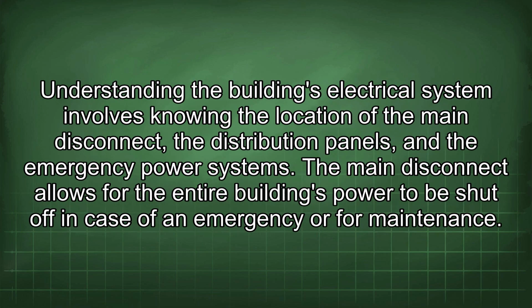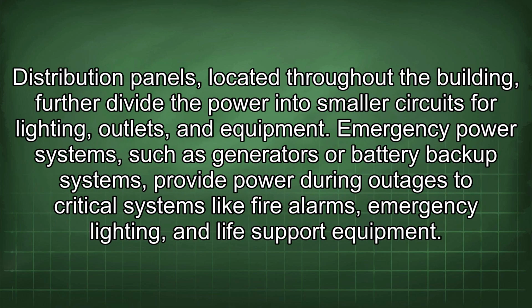Understanding the building's electrical system involves knowing the location of the main disconnect, the distribution panels, and the emergency power systems. The main disconnect allows for the entire building's power to be shut off in case of an emergency or for maintenance. Distribution panels, located throughout the building, further divide the power into smaller circuits for lighting, outlets, and equipment. Emergency power systems, such as generators or battery backup systems, provide power during outages to critical systems like fire alarms, emergency lighting, and life support equipment.